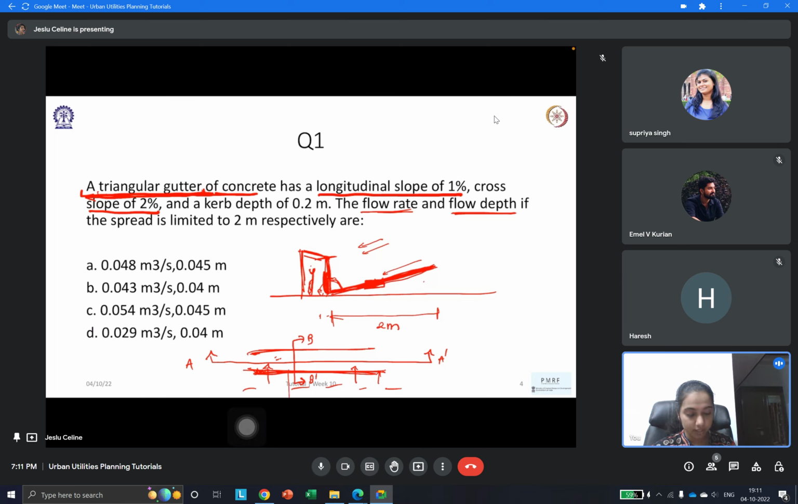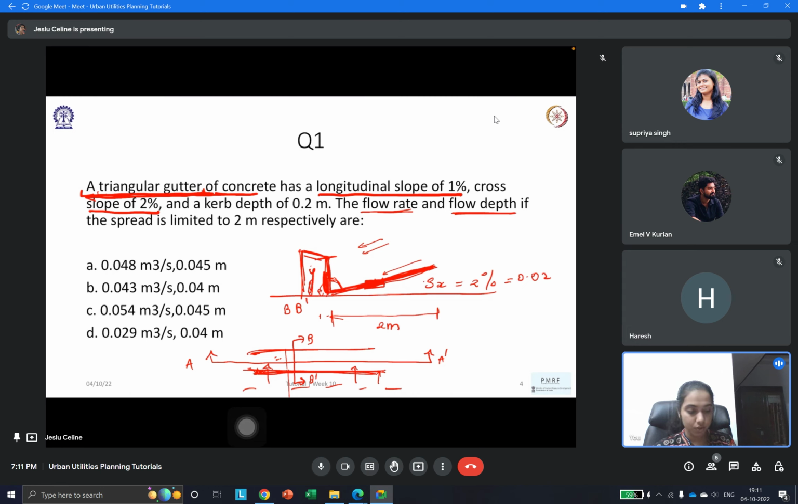Talking about the road and the drain. So we are actually looking at B dash. This section, what I've drawn over here, is actually the cross-sectional section, not the longitudinal section. We have a cross-sectional slope, that is Sx, equal to, not 2 meters, sorry, 2 percent. That is the cross-sectional slope, 0.02.